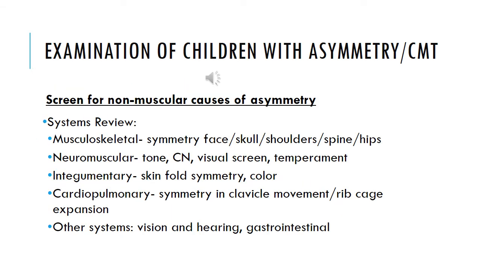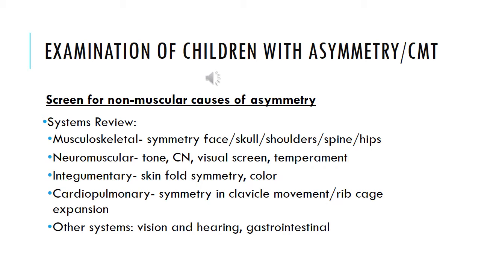Once you've completed your subjective history, you'll move into a systems review where you will screen for non-muscular causes of asymmetry. So outside of SCM involvement, what are some potential other causes? We touched on this briefly in the previous slide, but it's important to note that the research suggests that up to 20% of children and infants who are referred to physical therapy for assessment for torticollis actually have another underlying cause for the asymmetry. So it's really important to be able to tease that out in your differential, and that would begin here with your systems review.